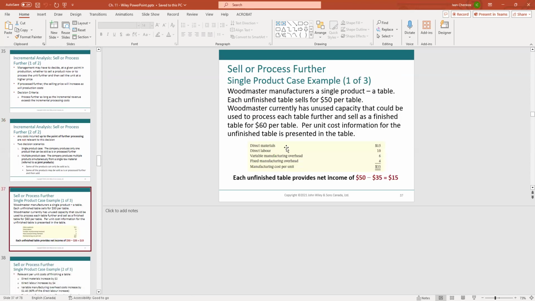Let's see the example. This company manufactures a single product, a table. An unfinished table is sold at $50 per table. They currently have unused capacity that could be used to process each table further and sell it as a finished table for $60. How much is the additional revenue that you're going to generate?